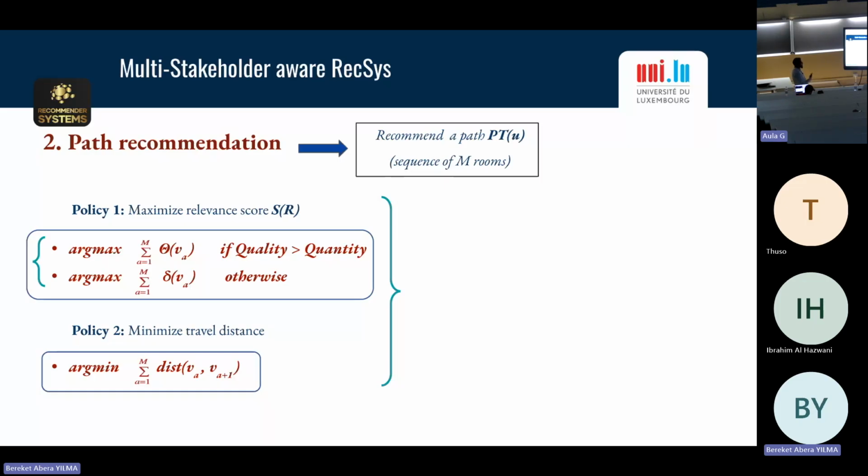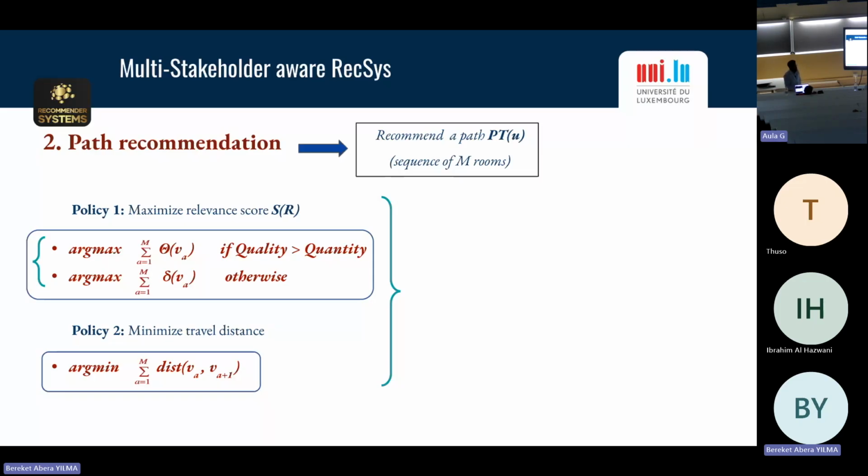First, you want to maximize the relevance score of a path, whether it's quality or quantity, depending on what the user wants. And you also want to minimize the travel distance. Here, we model the travel distance as the sum of the distances between 2 consecutive venues. You can think of this as a traveling salesman problem. But the layout of the National Gallery sometimes forces you to come back to the same venue in order to traverse between the rooms. So TSP doesn't work here.